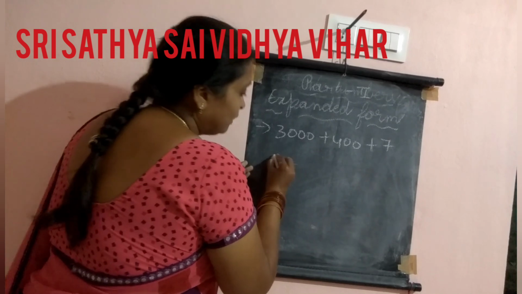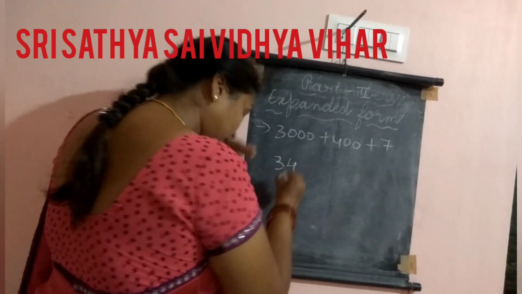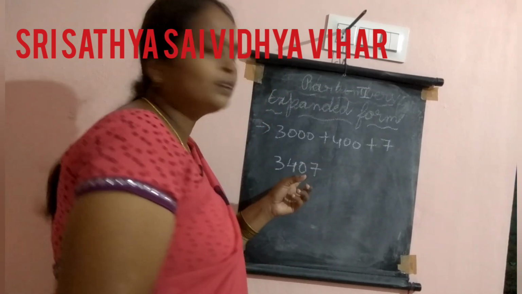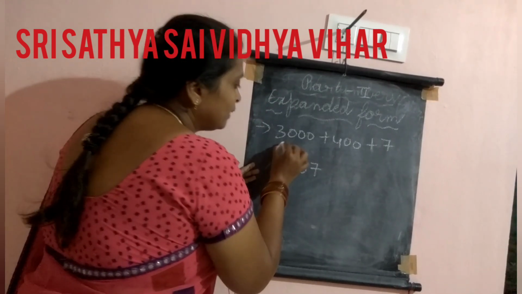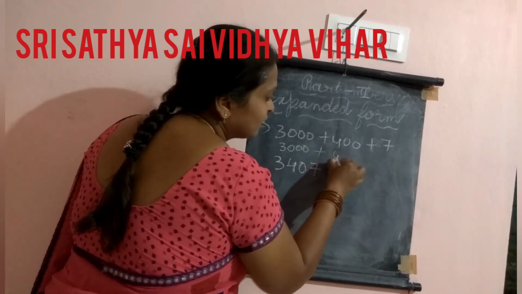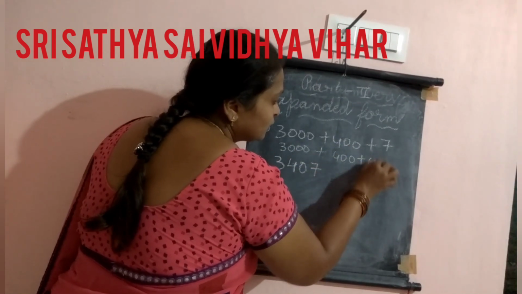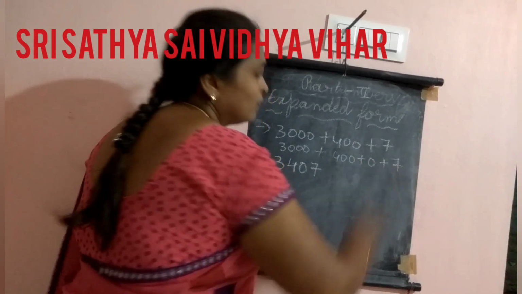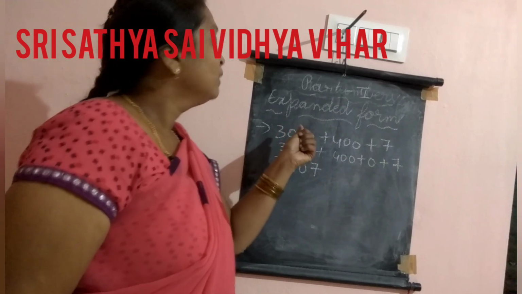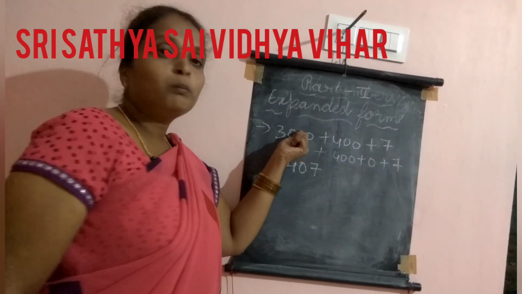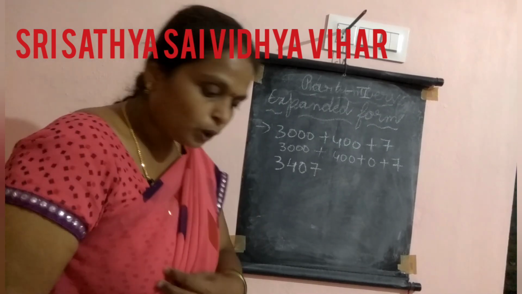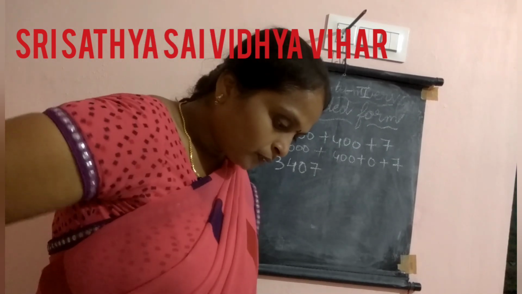Okay. Now see, 3400 with 7 means here 10's place is 0. Otherwise you can write here 3000, this is 1000 place, this is 100's place, and 10's place is 0, plus 7. If you add, 3407. This is the expanded form in short form. Here the expanded form is given, you have to write in the short form. Okay. Next one.